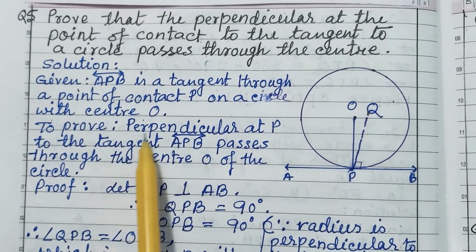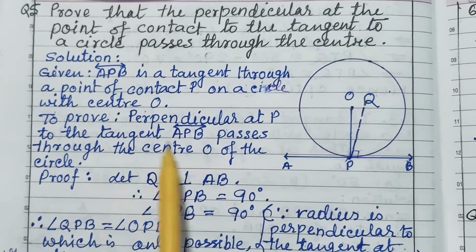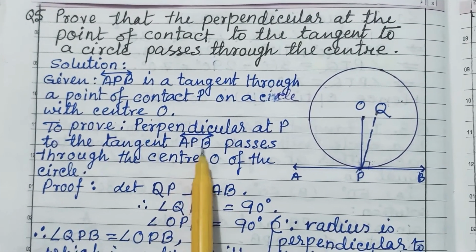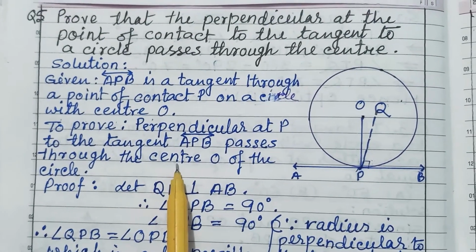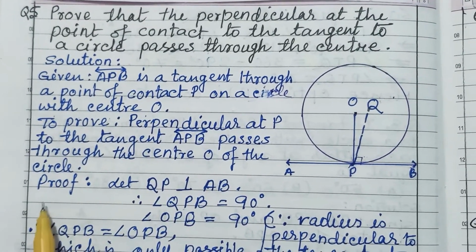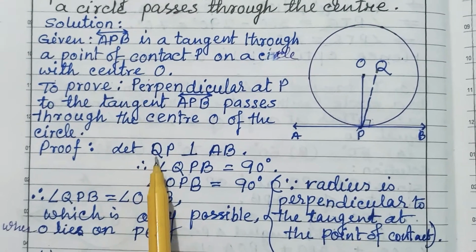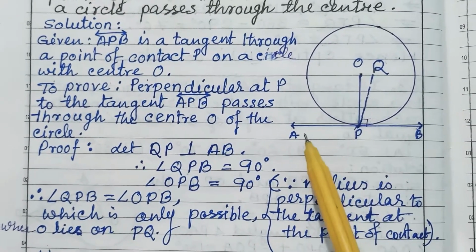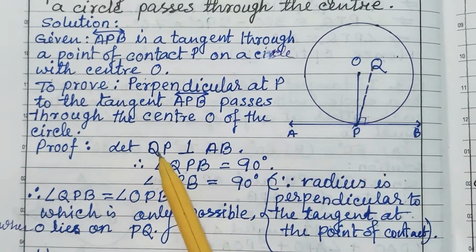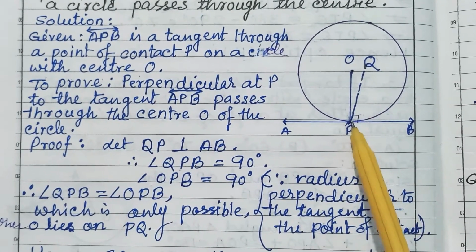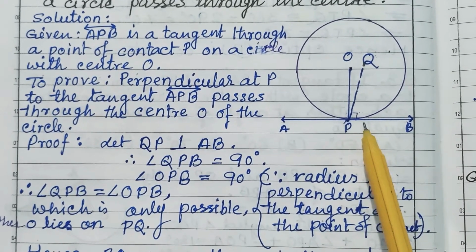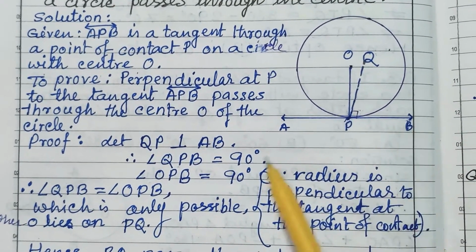Okay, so proof: the perpendicular at the point of contact of the tangent APB passes through the center O. Now proof: let OP be perpendicular to AB. Sorry, it is QP. QP is perpendicular to AP. Therefore, angle QPB is 90 degrees.